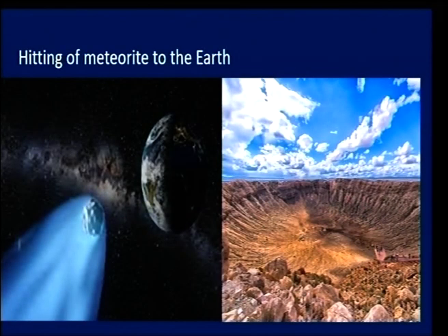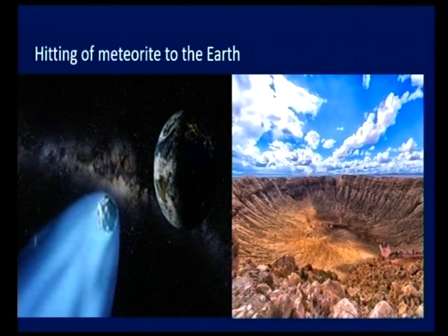Observe here, children. In this picture, a meteorite is going to collide with the earth. It has very high speed. Whenever it hits the earth, a huge crater is formed on the earth. You can observe in the second picture, children, a crater which is formed on the surface of the earth.